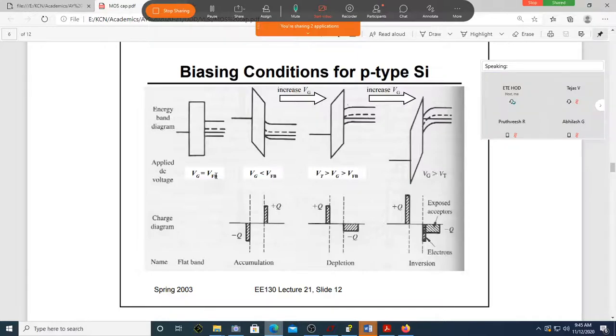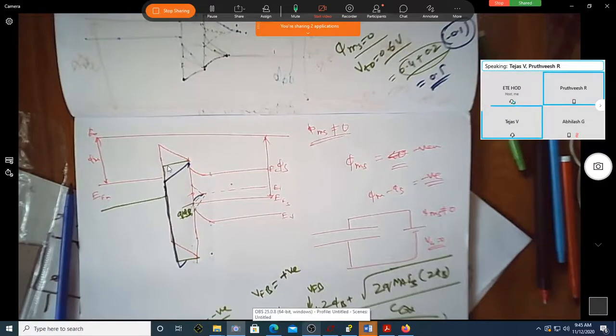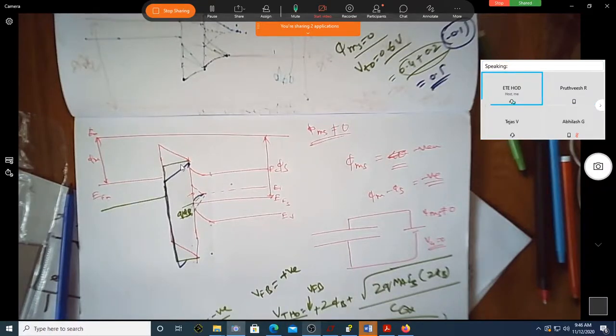Getting this point or not? Assume that this is the red one. Is the flat band voltage positive or negative? Negative. I need to apply some positive gate voltage so that it becomes flat. Correct? So suppose I apply VG equal to VFB, does this band which was bent become flat? Yes, sir. Here, for the blue one, VFB is actually negative.